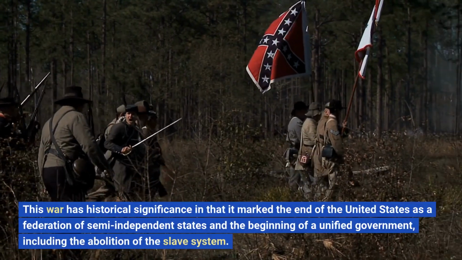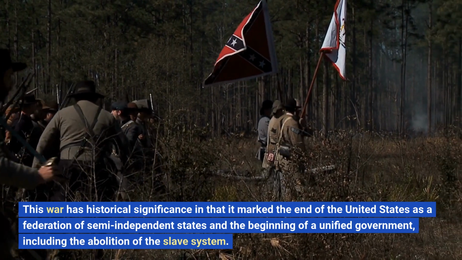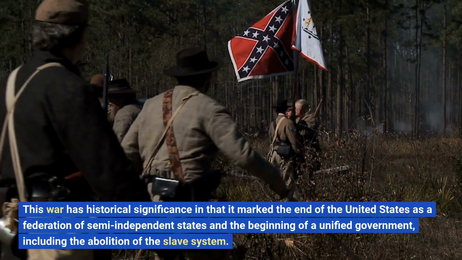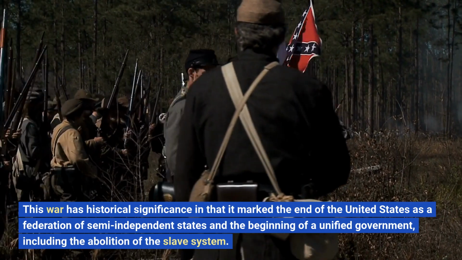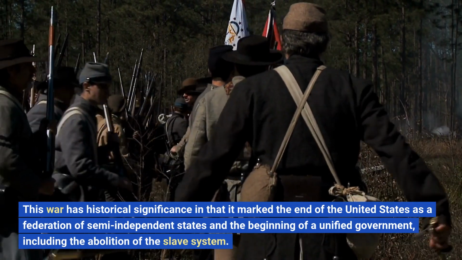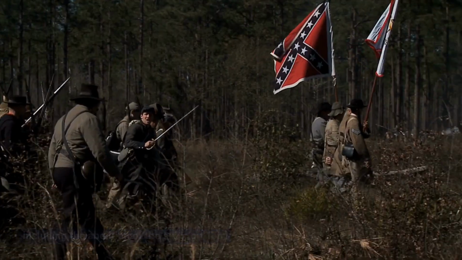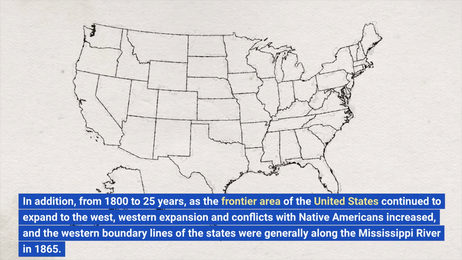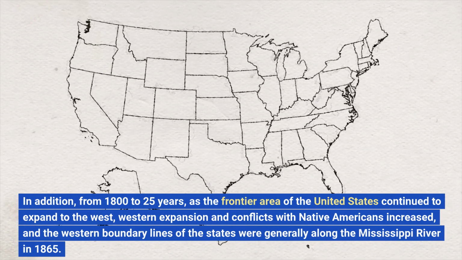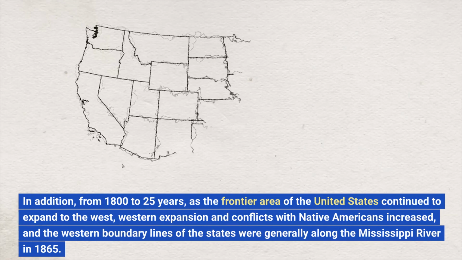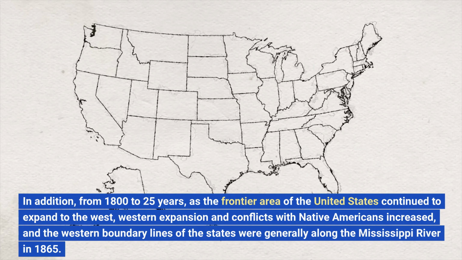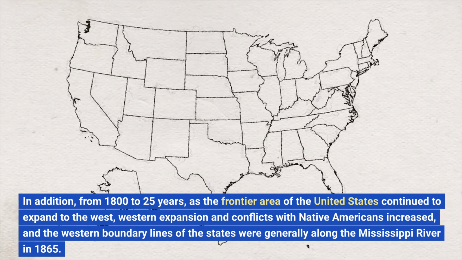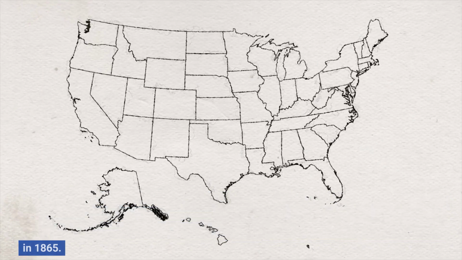This war has historical significance in that it marked the end of the United States as a federation of semi-independent states and the beginning of a unified government, including the abolition of the slave system. In addition, from 1800 to 25 years, as the frontier area of the United States continued to expand to the west, western expansion and conflicts with Native Americans increased, and the western boundary lines of the states were generally along the Mississippi River in 1865.